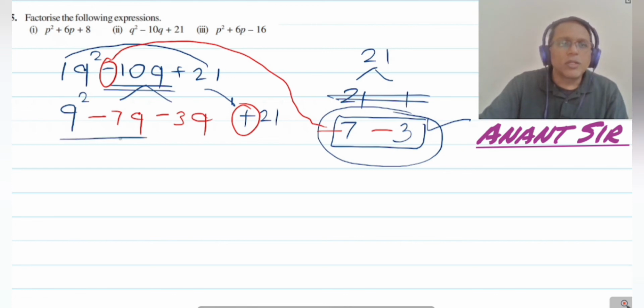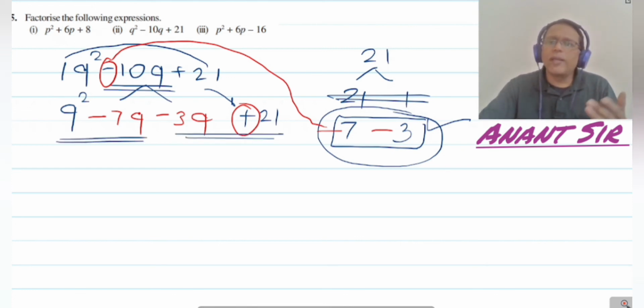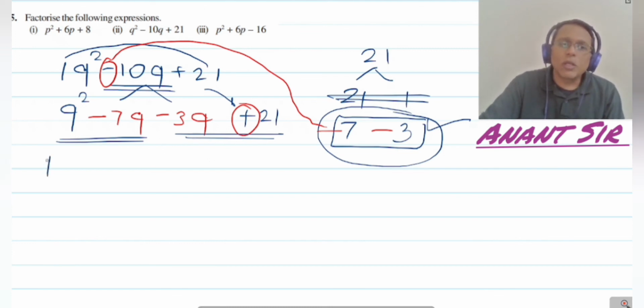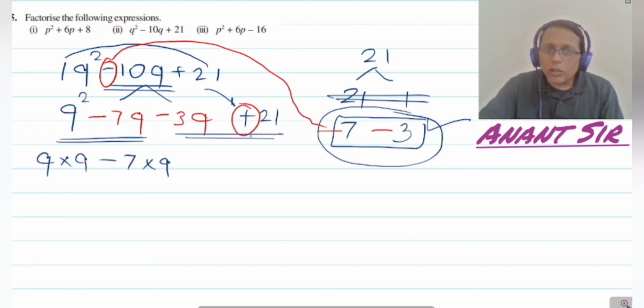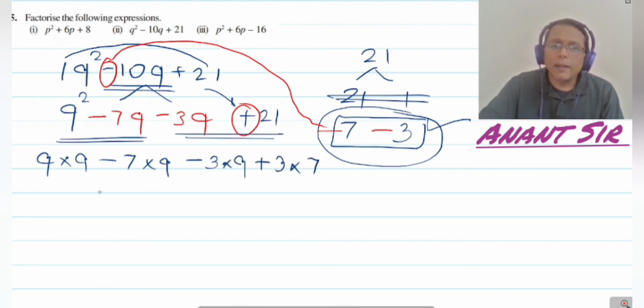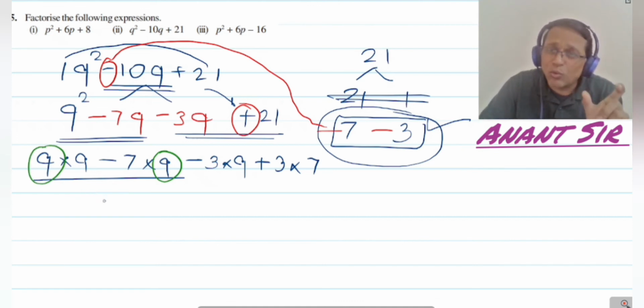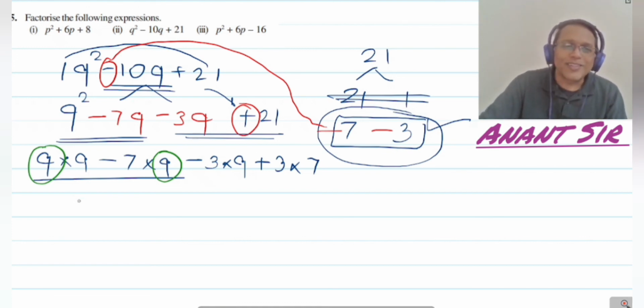Now this is the second part. Now the next part is very easy. We have solved this type of questions earlier. So take common from the first 2 terms. Q square can be written as q into q, 7q can be written as 7 into q. Similarly, for the last 2 terms, 3q I will write as 3 into q and 21 as 3 into 7. Now what can I take common from the first 2 terms? I can take q common. Please try to understand, this is q, not 9. So try to understand. This is q, and what remains inside the bracket is q minus 7, friends.